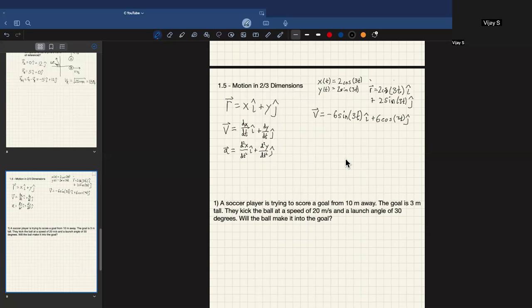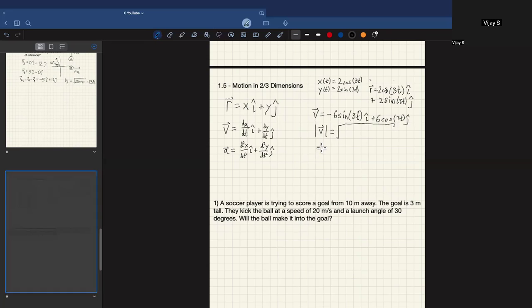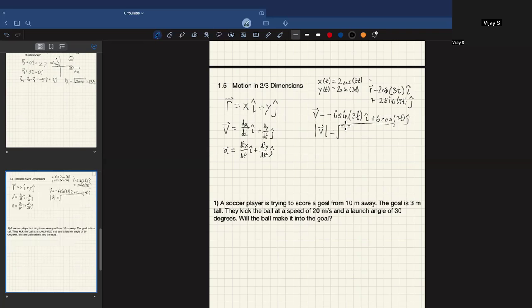The thing that you're always going to notice is that when you actually take the position, it's going to trace out a circle of radius 2. And the speed of the object? Well, we can calculate speed just by taking the magnitude of our velocity vector. And if we do that, something pretty cool arises. We get the square root of 6 sine 3t squared, which is 36 sine squared of 3t, plus 36 cosine squared of 3t.